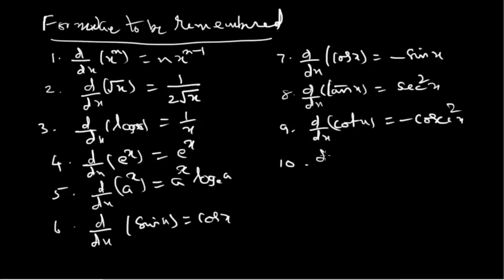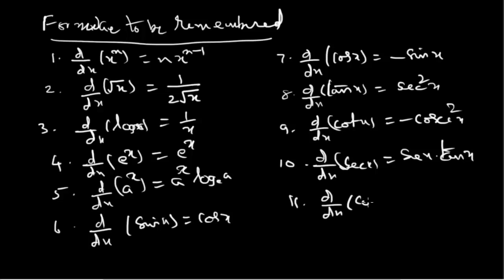Number 10, d by dx of secant x is equal to secant x into tan x. Number 11, d by dx of cosecant x is what? Minus cosecant x into cot x.